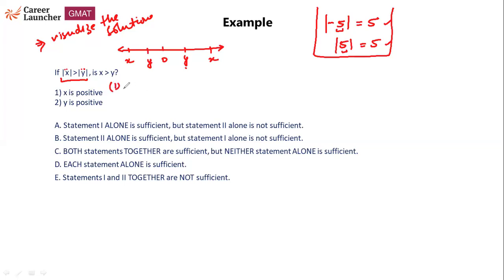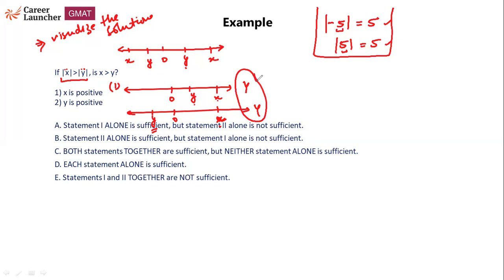It says that x is positive. If x is positive, y could be positive or y could be negative. Now answer the question. Question is, is x greater than y? Yes. Y is negative, x is positive. Are we getting a definite yes or a definite no? We are getting a definite yes as an answer from statement 1. That means the first statement alone is sufficient to answer.